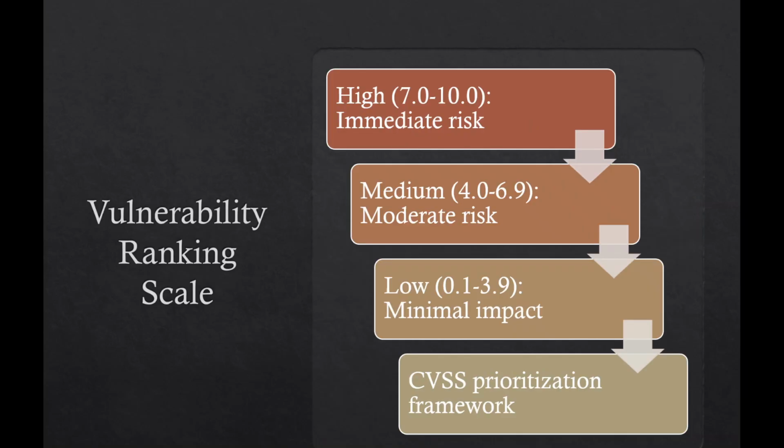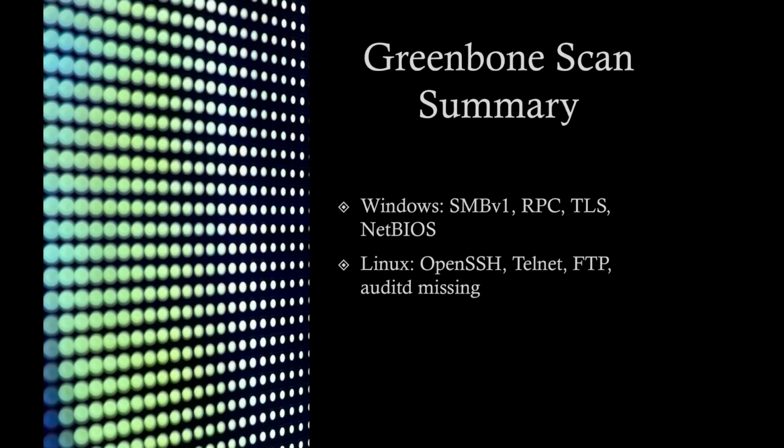All vulnerabilities were ranked using the CVSS scoring system. High-risk vulnerabilities scored between 7 and 10 and included things like remote code execution and privilege escalation. Whereas we've got medium-risk vulnerabilities in the middle. These score between 4.0 and 6.9, typically involving information disclosure or less severe breaches. CVSS helped prioritize my remediation efforts, ensuring that critical flaws were addressed first to minimize the overall attack surface, which is definitely important.